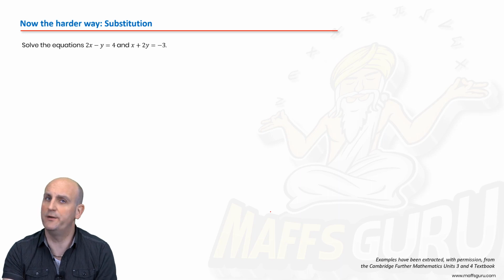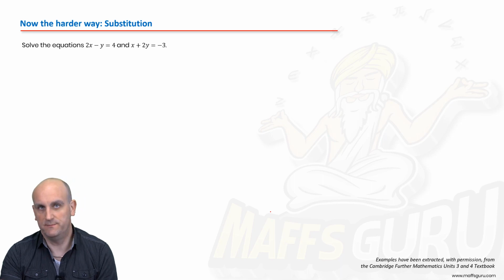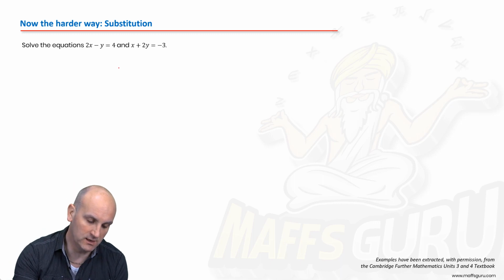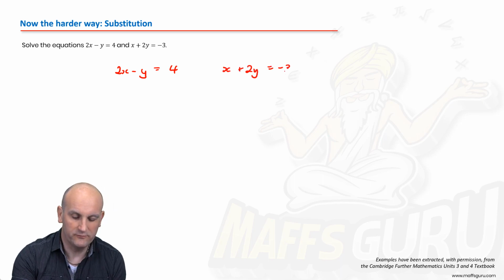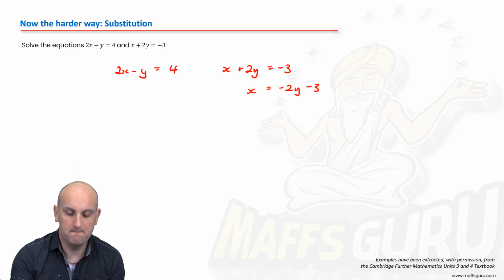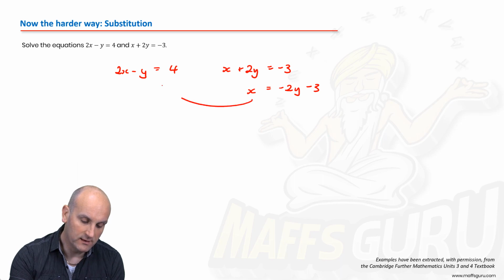Now, obviously, there is a harder way, and this is the type of stuff you were shown way, way, way back when, but substitution. Now, when you substitute, you take one letter and replace it for something else. So in this situation, I've got 2x minus y is equal to 4, and I have x plus 2y is equal to minus 3. Now, what I'm going to do is I'm going to rearrange this. I'm going to take away 2y from both sides to give me x is equal to minus 2y minus 3. Why is that useful to me? Well, because I'm now going to substitute this into this equation here. So where I see an x, I'm going to replace it with minus 2y minus 3.